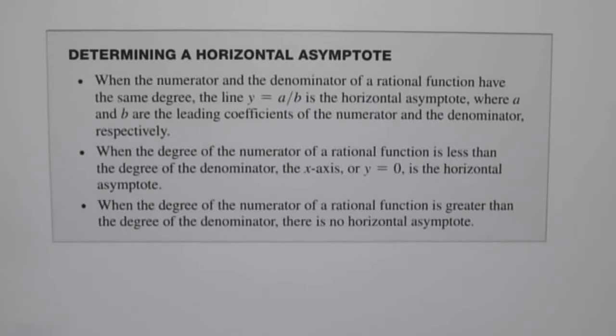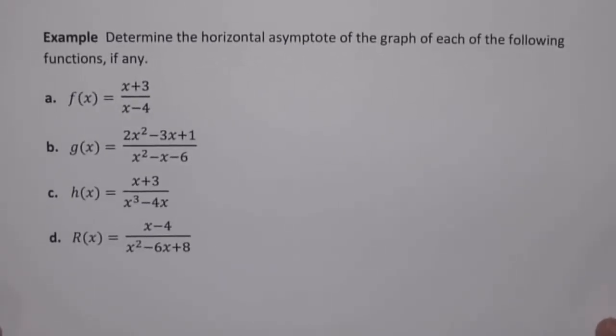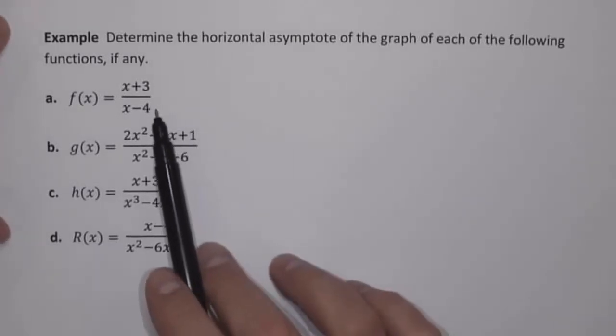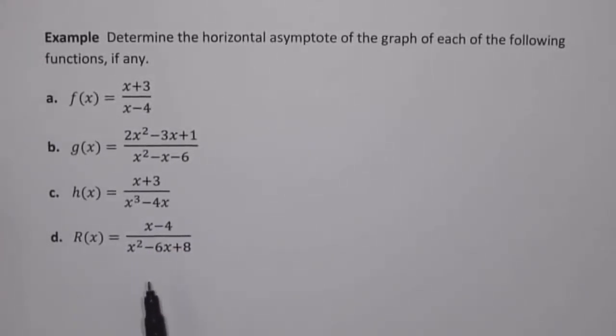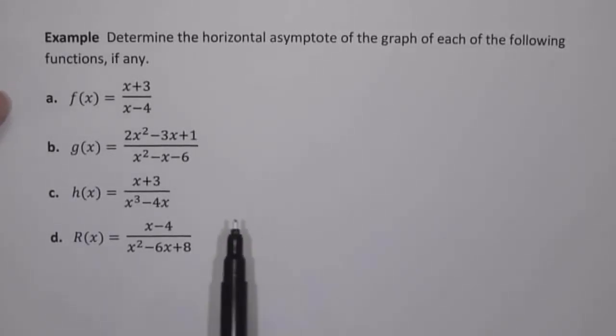So let's take a look at some examples. So in this example, we want to determine the horizontal asymptote of the graph of each of the following functions, if any. These are the exact same functions that we found the vertical asymptotes for in the previous example. Now we're finding the horizontal asymptotes.